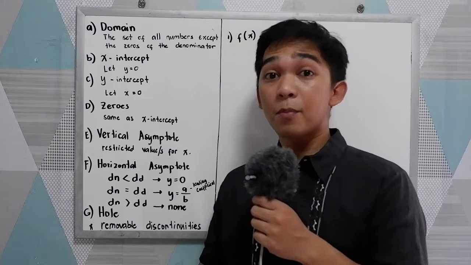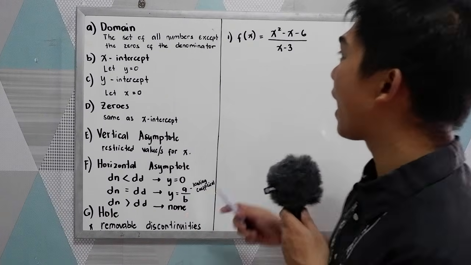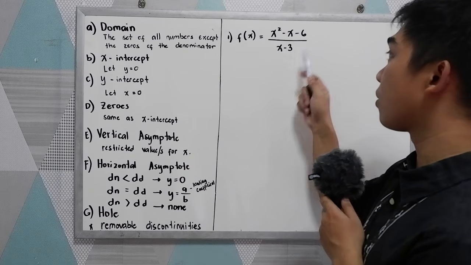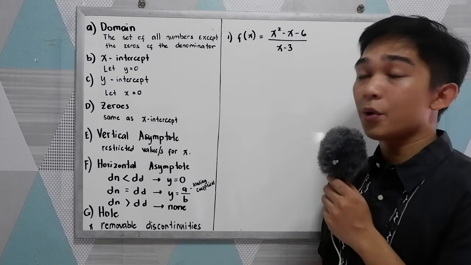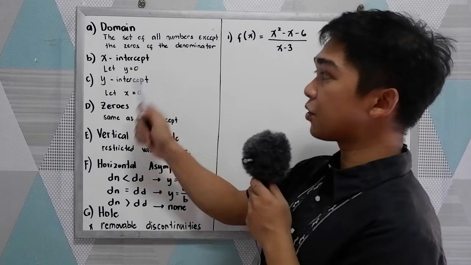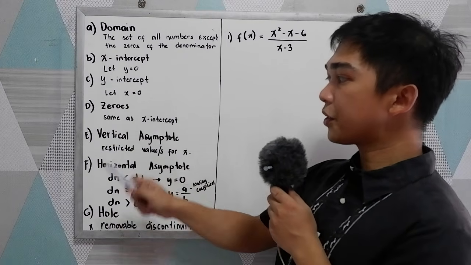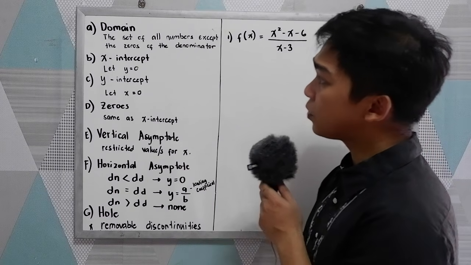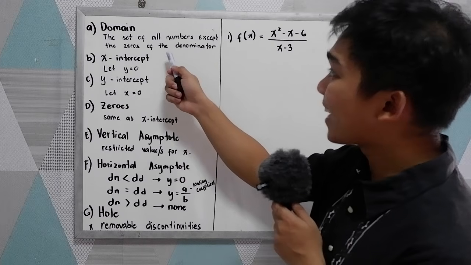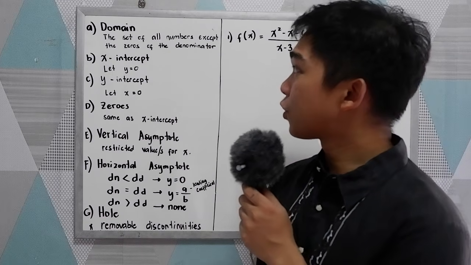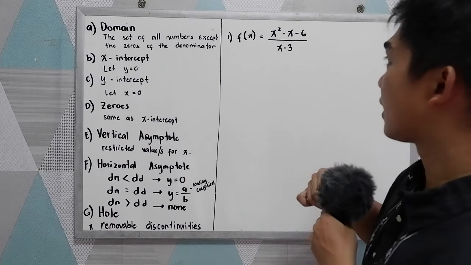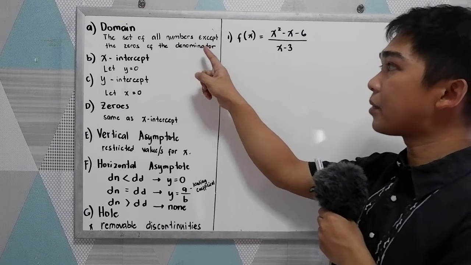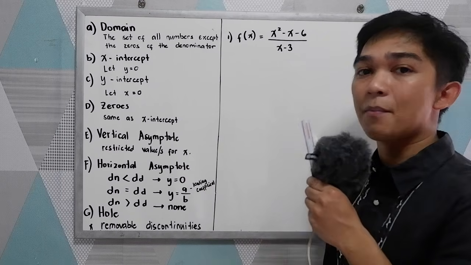Now let's have our problem number 1. Let's say we have f of x is equal to x squared minus x minus 6 all over x minus 3. We're going to find the domain, the x-intercept, y-intercept, zeros, the vertical asymptote, horizontal asymptote, and the hole. If you notice, we have a guide in every item. So let's find first the domain. The domain is the set of all numbers except the zeros of the denominator.